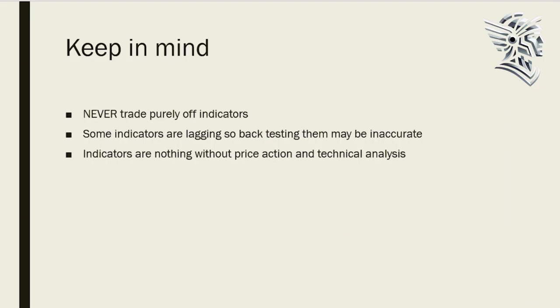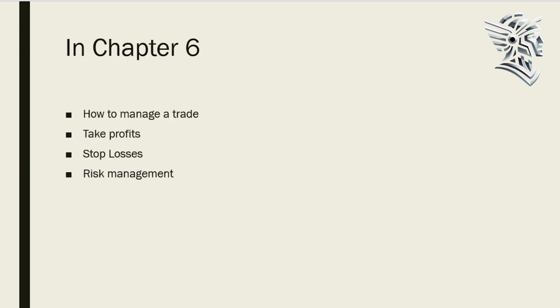So just before we get to the conclusion, I'd like to say keep in mind that you should never ever trade purely off indicators, as a lot of them are actually lagging, so you can't backtest them to be too accurate. Indicators are nothing without price action and technical analysis. So in chapter 6, what you have to expect is how to manage a trade, how to know when to take profit, how to set your stop losses, and risk management in general.